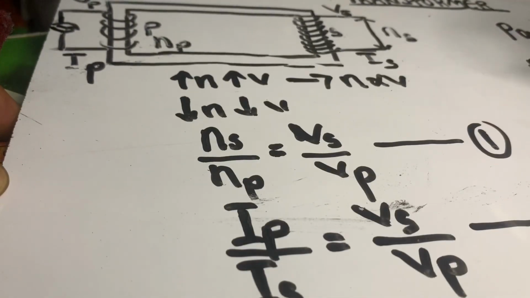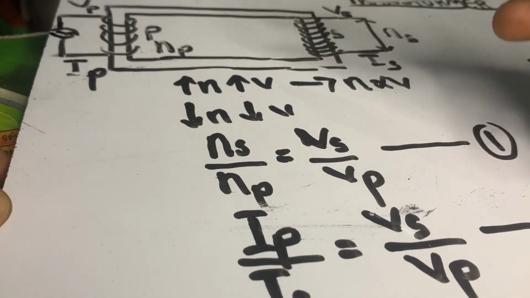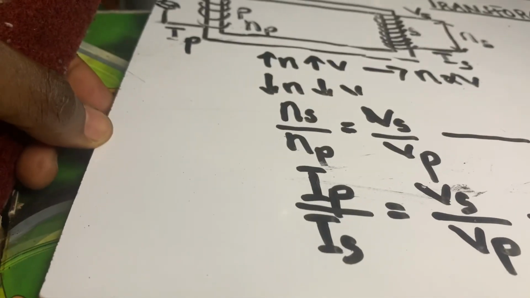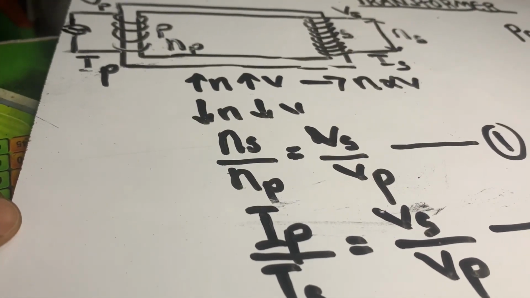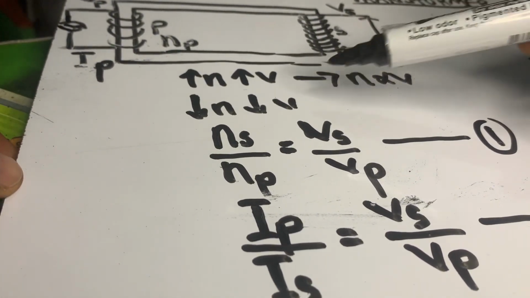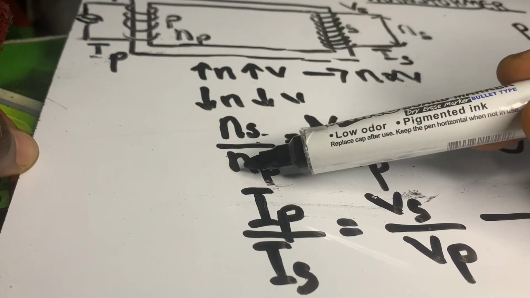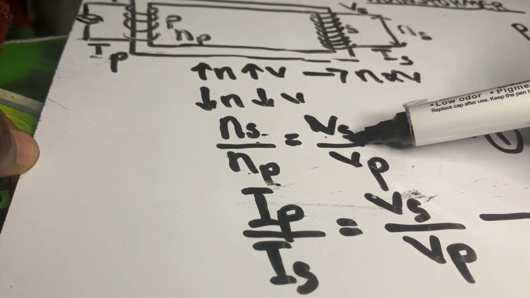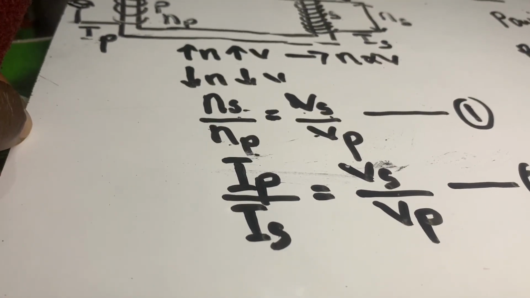And we were able to establish the relationship between the number of turns and the voltage across the coils. We see the number of turns on the coils is directly proportional to the voltage on the coil. So if we take the number of turns on the secondary coil and divide it by the number of turns on the primary coil, we get the voltage on the secondary coil divided by the voltage on the primary coil, and that gives us our first equation.